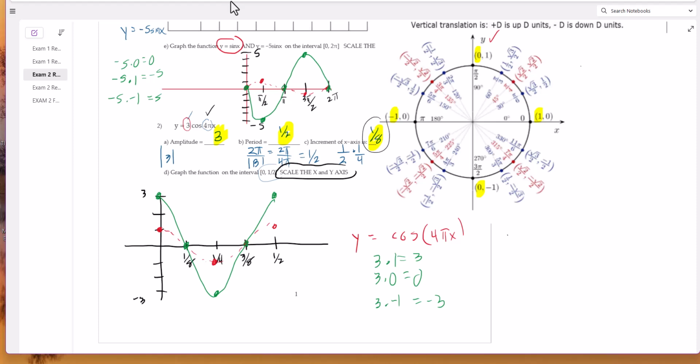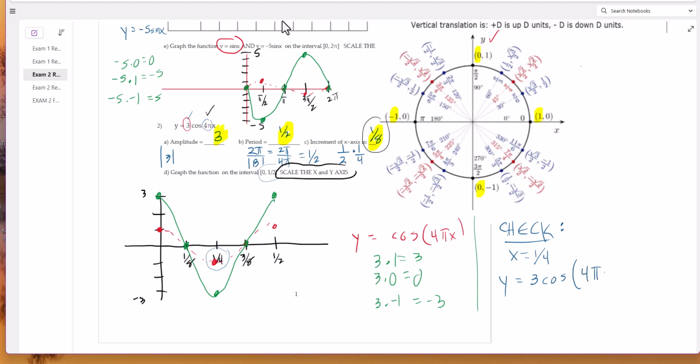The other thing I want to mention on this is checking, and I like to kind of, as I'm going through these problems, just randomly pick one of these numbers. It doesn't matter that much. I'm going to just say, okay, let's pick 1/4. And what I'm going to do is plug that into the original function. So I'm going to do 3 cosine of 4 pi times 1/4.